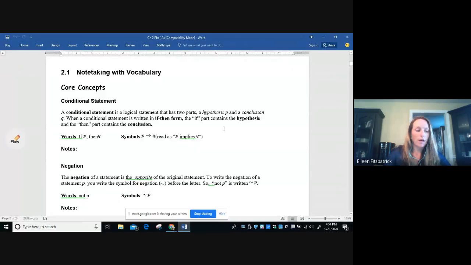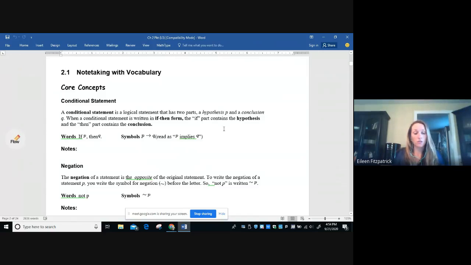Okay, so in chapter 2, we're going to start talking about conditional statements, which is what our first lesson is on: if-then statements. Okay, so we have some vocabulary here. It says a conditional statement is a logical statement that has two parts: the hypothesis, which we use P, and then a conclusion, which we use the letter Q to denote the conclusion.